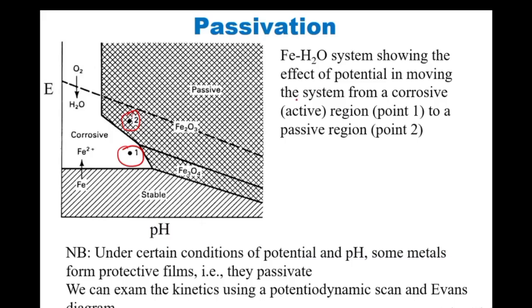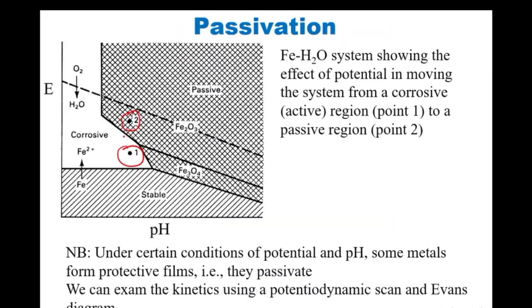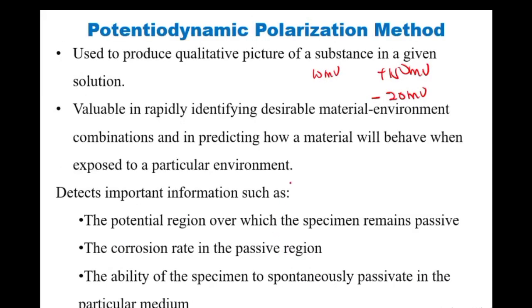And for the potentiodynamic, I want you to know that the applied voltage is beyond 10 millivolts. So for the anodic side, we have plus 150 millivolts, and for the cathodic side it is negative 20 millivolts. Let's take note of that. So now we talk about the potentiodynamic polarization method, and what does it do? It is from here we can examine the kinetics of this reaction using a potentiodynamic scan or the Evans diagram. So here we have the potentiodynamic polarization, what does it do?